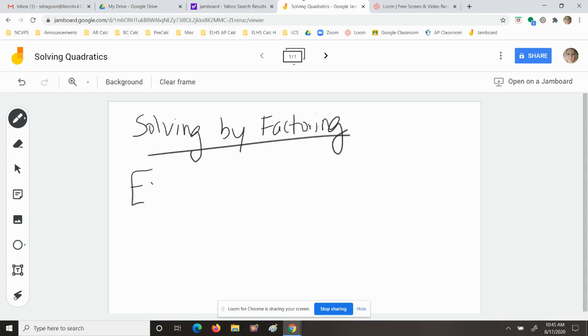Okay, let's say we have x squared plus 3x equals 54. First thing that we need to do is make sure that our quadratic is always equal to 0. We want to have everything on one side and 0 on the other in order to be able to solve, no matter which method we're using. So let's subtract 54 over to the other side. Now we have our quadratic equal to 0.